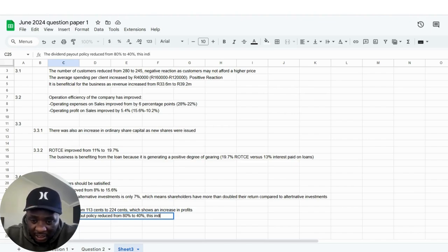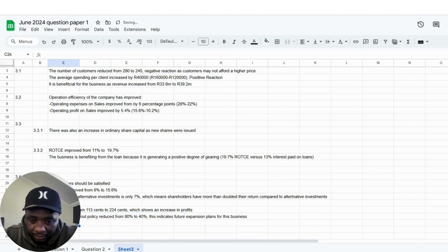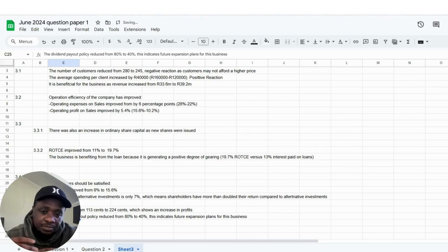So this indicates future expansion plans for this business. Cool, because if you are keeping a lot of the money that is generated, it means that there's an intention from the business to expand its operations in the future.